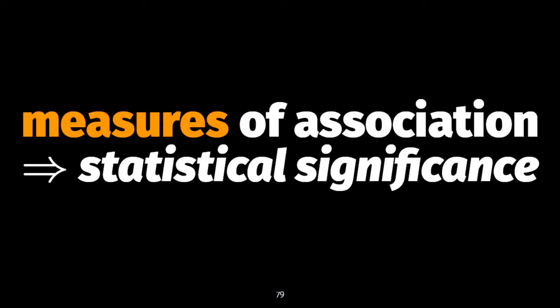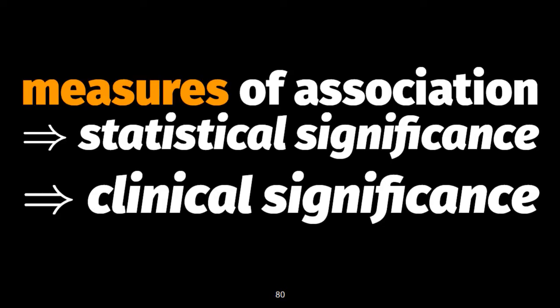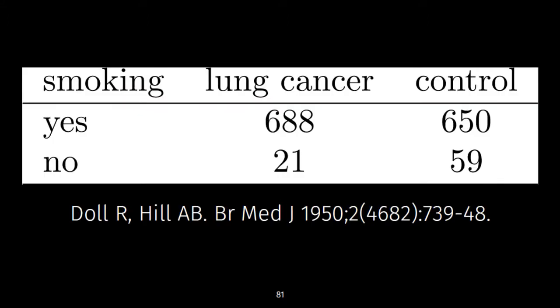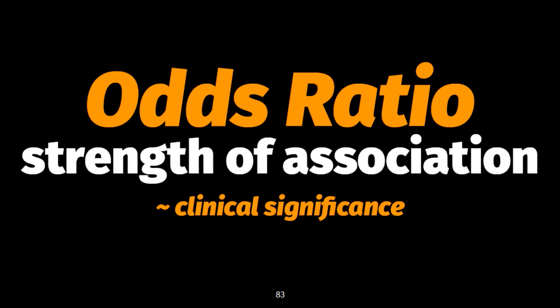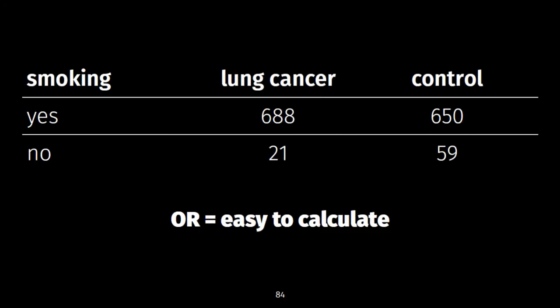And there's two measures we'd like to look at. First of all, is there some statistical significance? Secondly, is there a clinical significance? So how do we do that? This is actual data, maybe one of the very first studies that actually showed there was a significant association with smoking. And the way we want to measure that clinical significance is using the odds ratio.